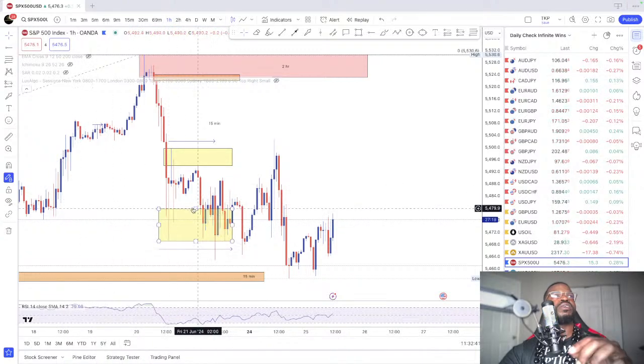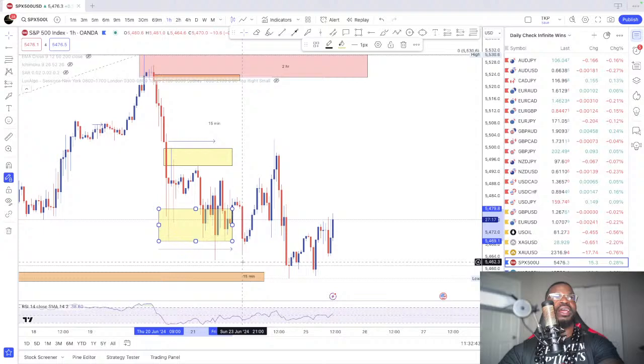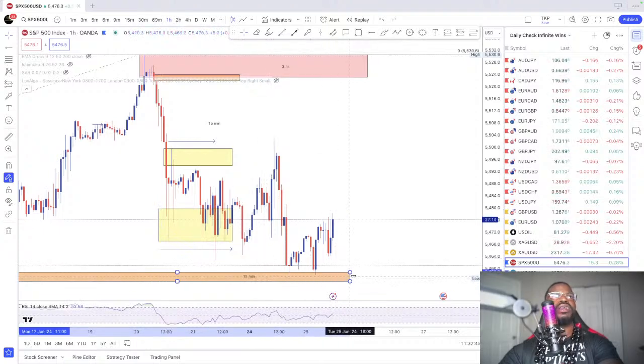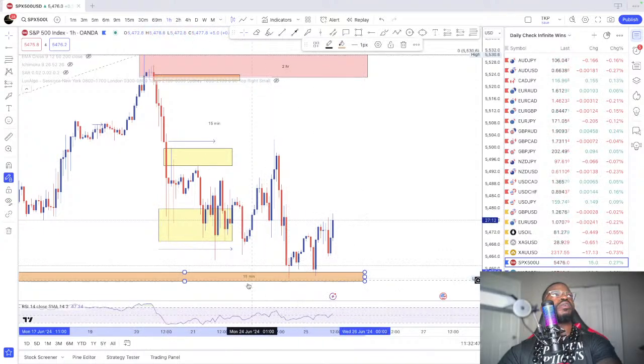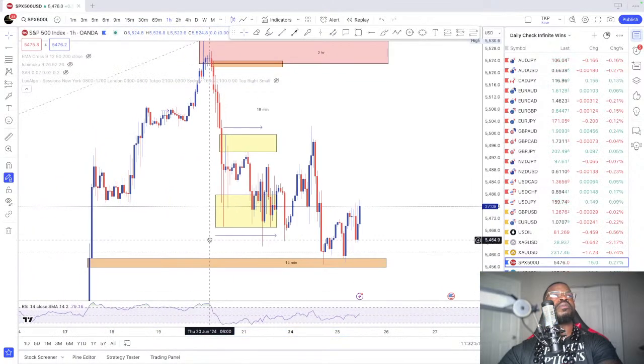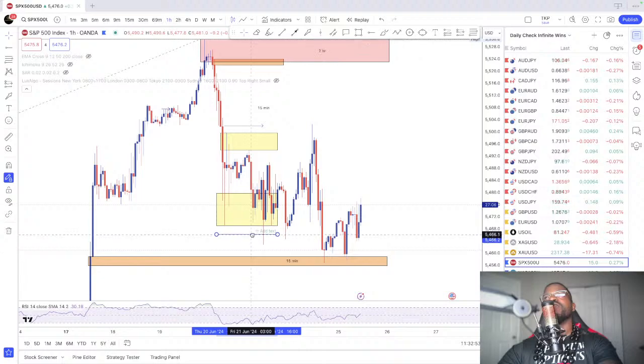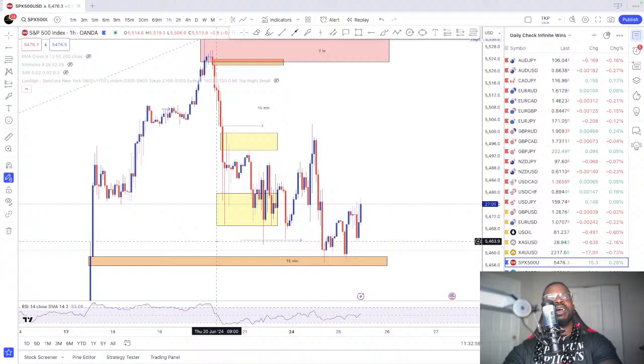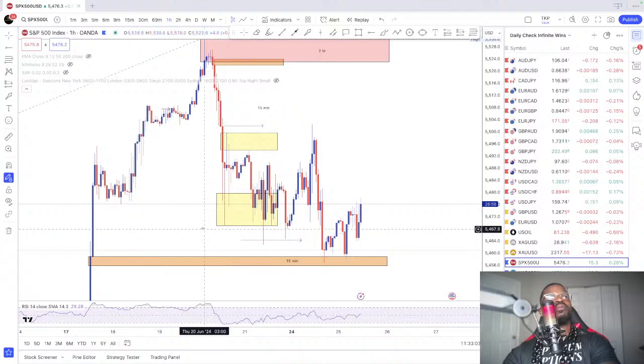Man, how did we miss this? We already had this level marked, and we did not set the limit order, and price hit it and moved in the opposite direction. But even though we missed this trade, I want to show you something. This is an exact example of what I just showed you in the last example.